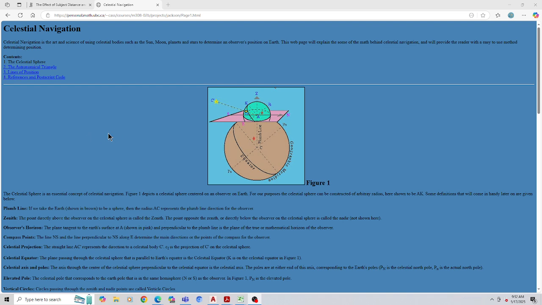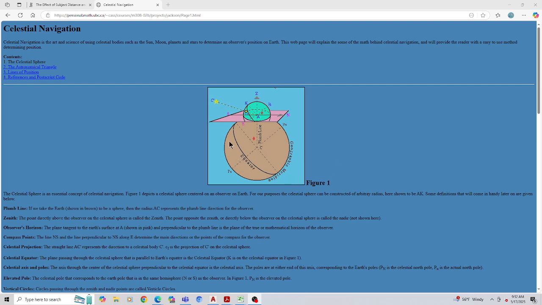Again, this is from the University of British Columbia, a course on celestial navigation, and we have image figure 1 in the center. Of course, someone will jump to the conclusion and say, look, it's under a sphere, it only works on a sphere. I don't agree with the sphere being below, and I will explain why.